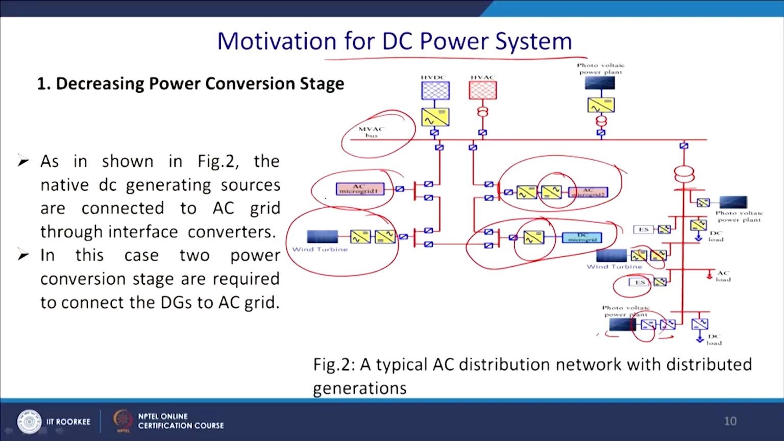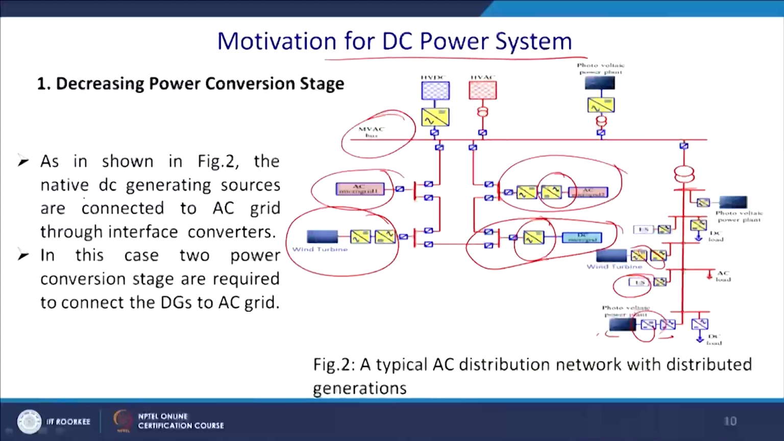So why can't we get rid of this AC to DC converter and thus increase the efficiency and the reliability of the system? As shown in figure 2, the native DC generator sources are connected to the AC grid through interface converters. In this case, 2 power converter stages are required to connect the distributed generator to the AC grids. So we can get rid of this extra AC to DC converter everywhere by having a DC grid.